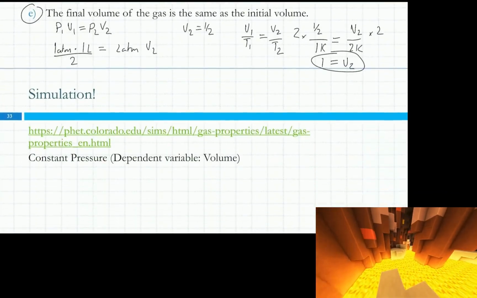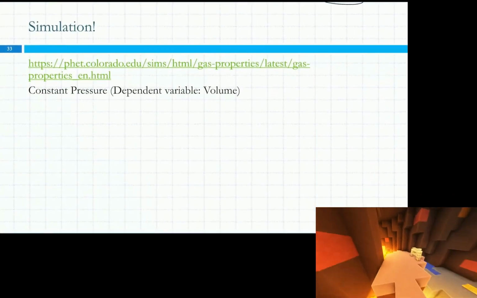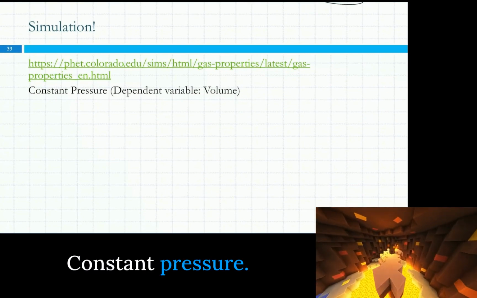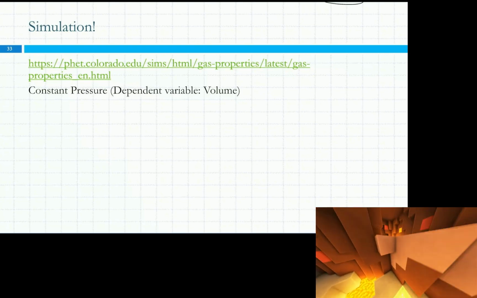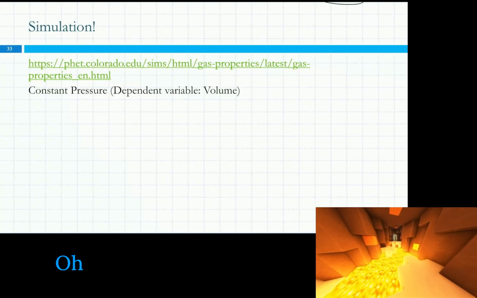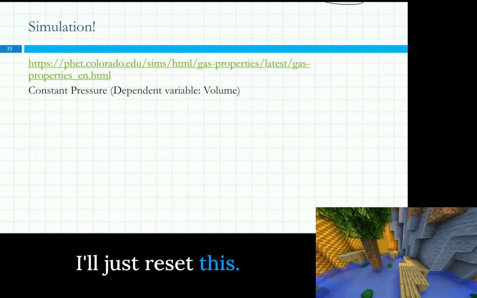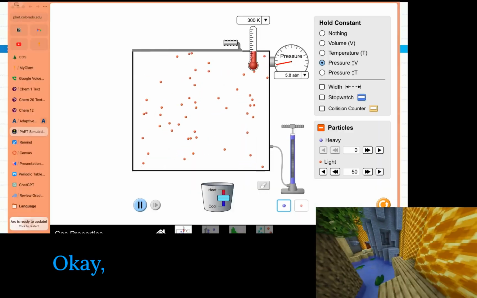Okay. All right. Constant pressure. Oh, yeah. This is, just reset this. Okay, back to the box.